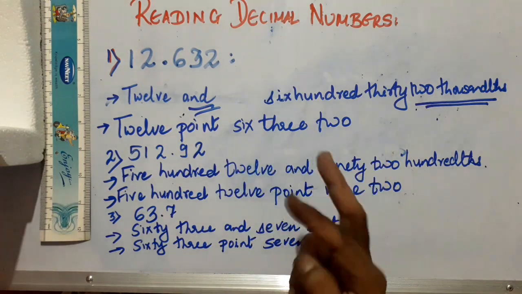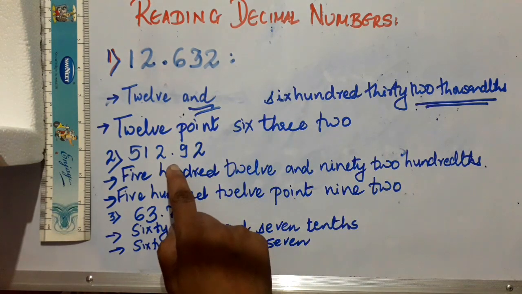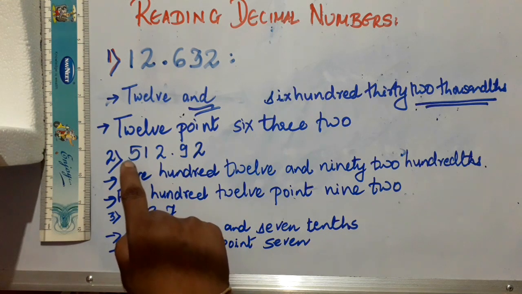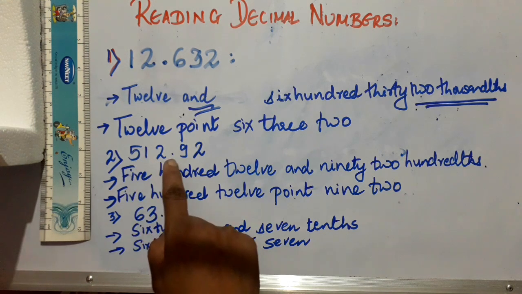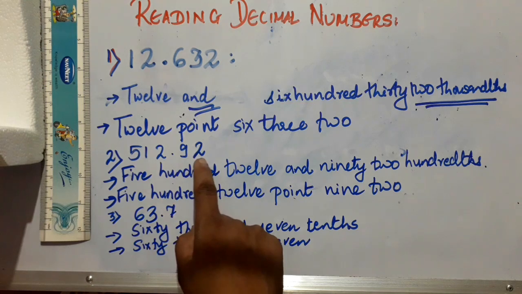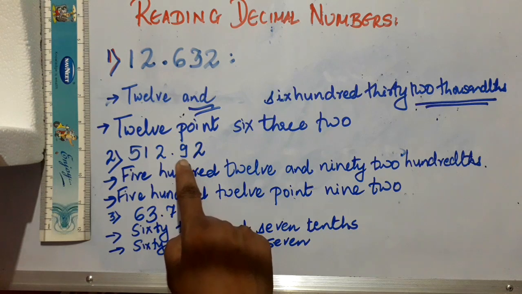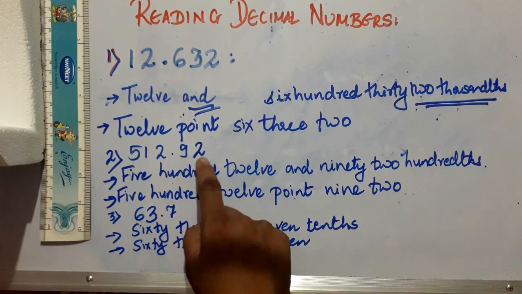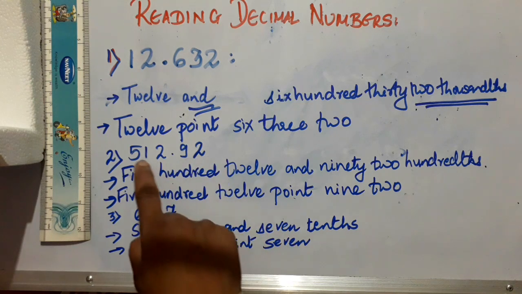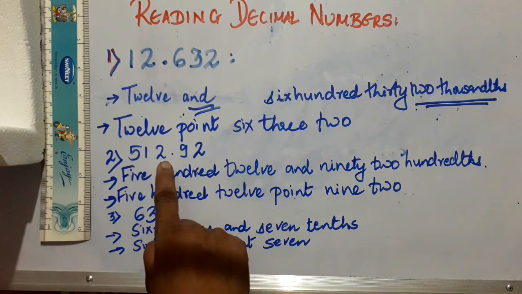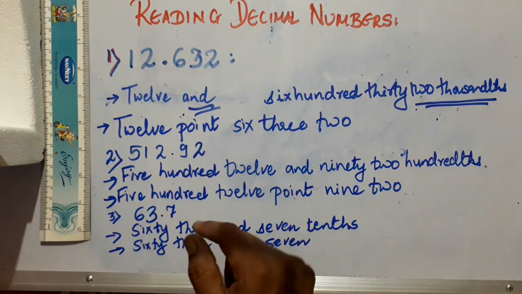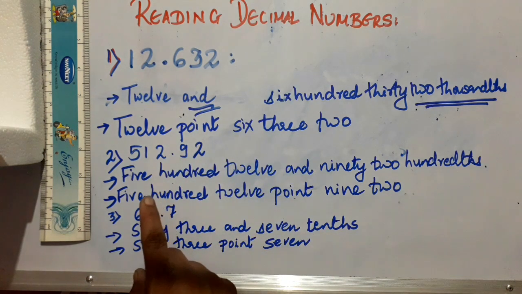512.92. Now two ways we will see. First of all, using "and", that is, here before the decimal point, the number 512, and 92. Now after the decimal point, 2 digits. This is the place for tenths and this is the place for hundredths. So 512 and 92 hundredths.